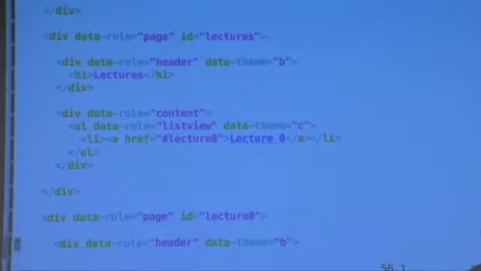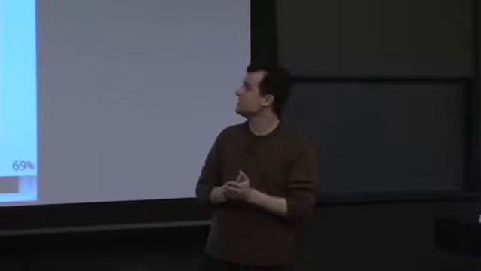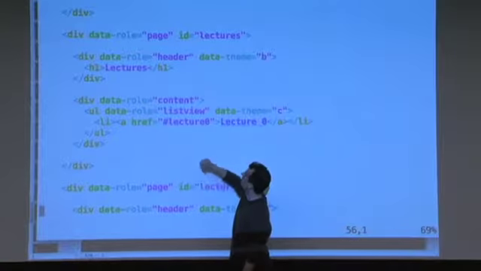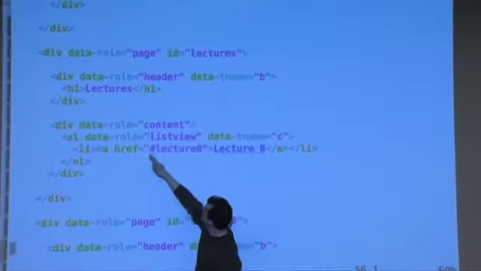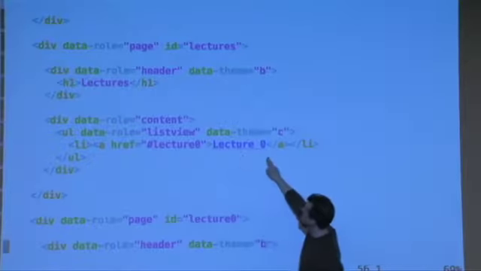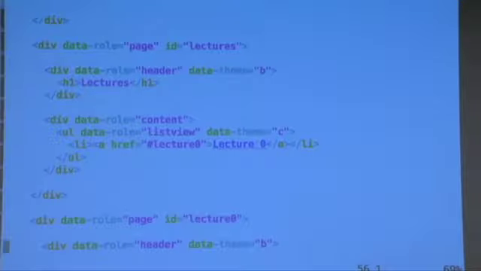Lectures. Notice the coincidence. I had sharp sign lectures a moment ago. Here is the ID lectures. It too has a header as a data role up there. It too has content, and it too has an unordered list whose role is list view, and a list item in A. And what is its anchor tag pointing to? Lecture 0.